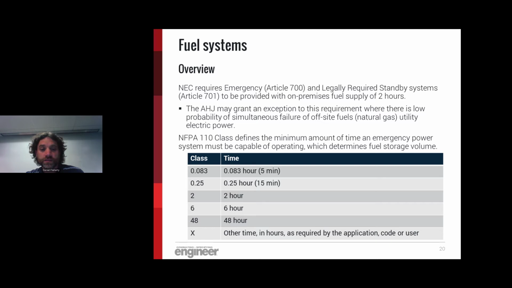However, the authority having jurisdiction may grant an exception to this requirement where there's low probability of simultaneous failures of off-site fuels, like natural gas and electrical power failing at the same time. NFPA 110 defines the minimum operating time an emergency power system must be capable of operating, which determines the fuel storage volume. So for a natural gas generator, you're not worried about how much fuel is being stored. However, for a diesel generator or a propane generator, this comes into your design concepts very much.